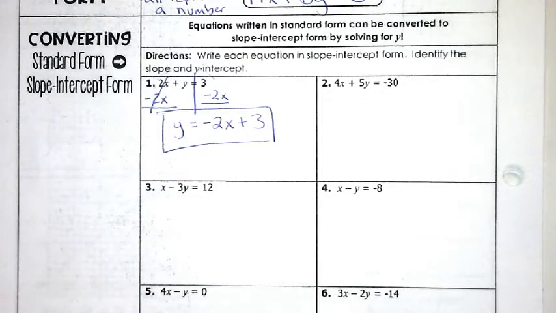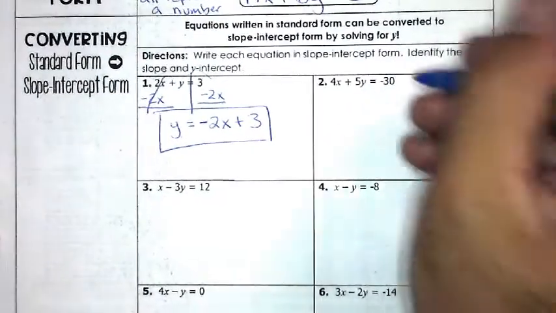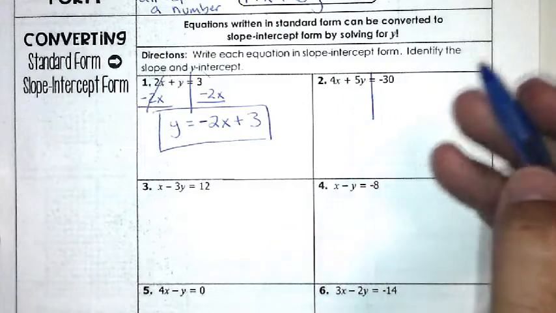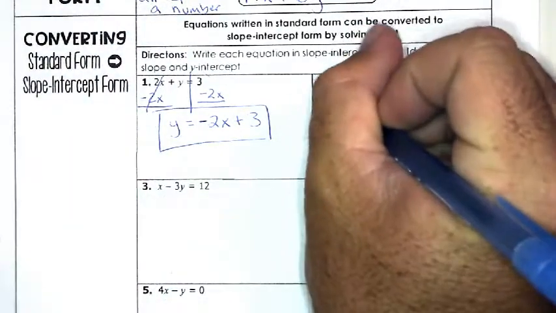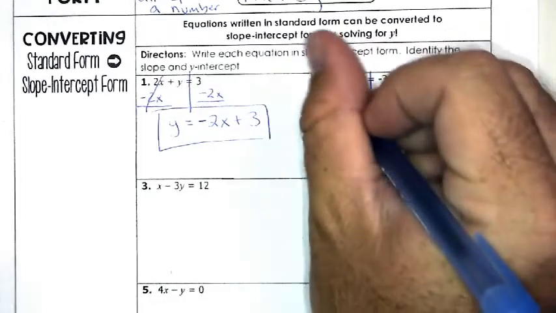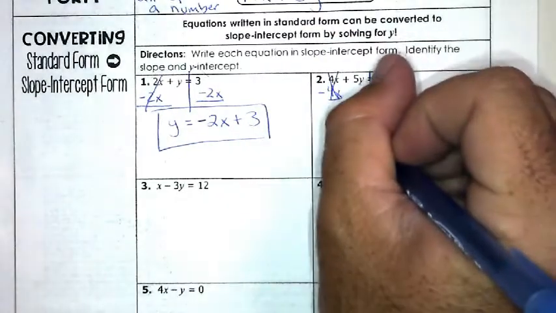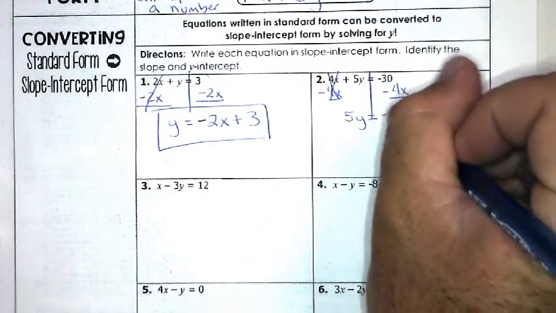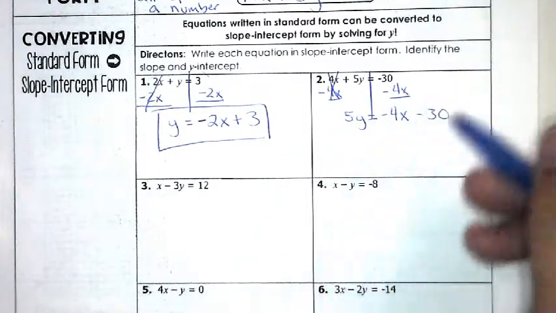Whole point is to isolate y, get y by itself. So I need to move everything away from it. So minus 4x to both sides. That cancels because it's a zero pair. 5y equals negative 4x minus 30. I am always going to write it in mx plus b order, so the x will go first.